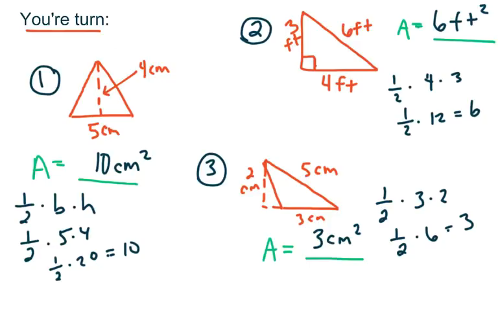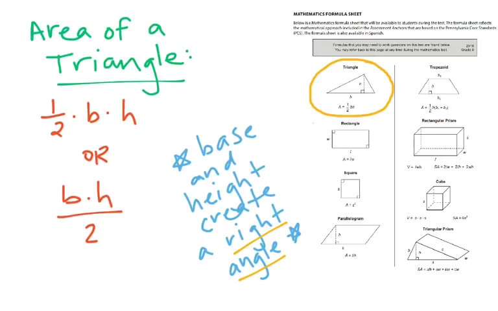If you didn't get them correct, chances are you might not have multiplied by 1/2 or divided by 2. So just as a reminder, here are your 2 formulas that you can use to find the area of a triangle. And then also remembering that your base and height create a right angle. So that's really important, especially when they throw a bunch of numbers on a triangle. You need to be able to identify the base and the height and what numbers are the base and the height of that triangle. So keep these equations in mind. Remember that you also have your formula sheet to reference when you're trying to find the area of a triangle.